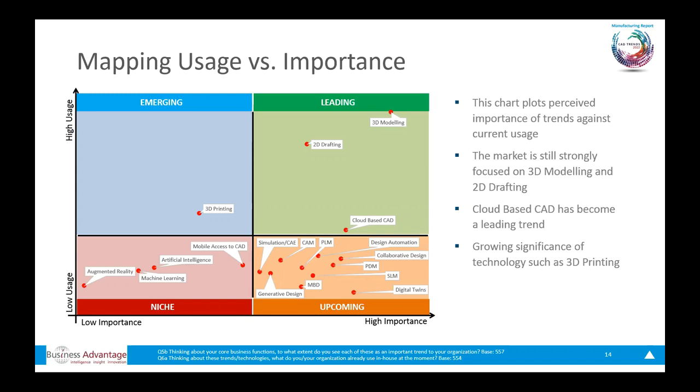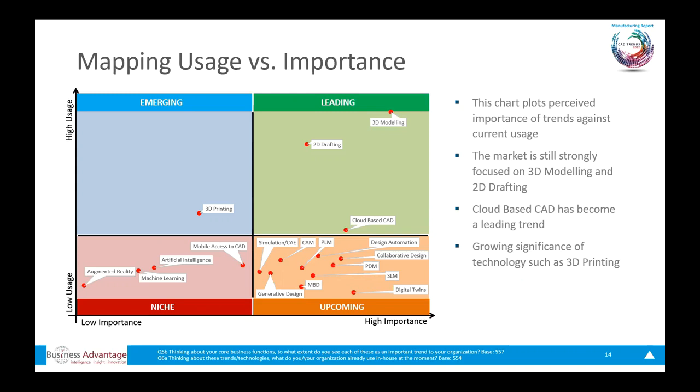The bottom right quadrant shows low usage and high importance. And we've called these upcoming trends, but we do appreciate that CAM, PDM, PLM would not normally be considered upcoming, but a number of the other technologies would be. And so we've put them all together in that quadrant. The top left quadrant shows high usage and low importance, or emerging trends. And the only one that is in that quadrant at the present time is 3D printing.